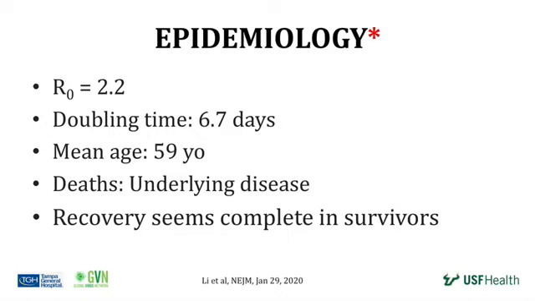COVID-19 disease is 2.2. The doubling time is 6.7 days, which basically means that in 6.7 days, if you had 100 infections to start with, you're going to have 200 infections at the end of those 6.7 days. Mean age, around 59 years. Deaths often happen in people with comorbidities, and the ones that are studied, and we'll look over it in the next few slides, is hypertension, cardiovascular diseases, diabetes, underlying immunocompromising conditions, and underlying airway disease. So far, recovery seems to be complete in survivors.